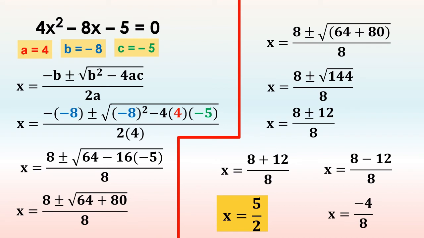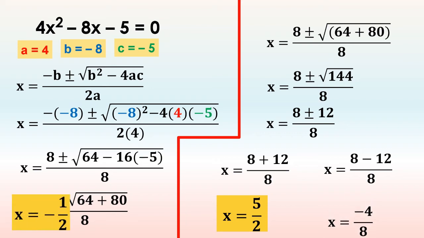Next, we have x is equal to 8 minus 12 all over 8, which can be simplified as negative 4 over 8. So dividing the numerator and denominator by the GCF, now the second value of x is equal to negative 1 half.